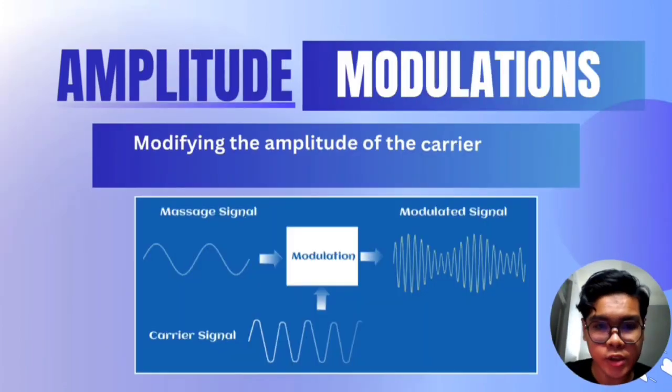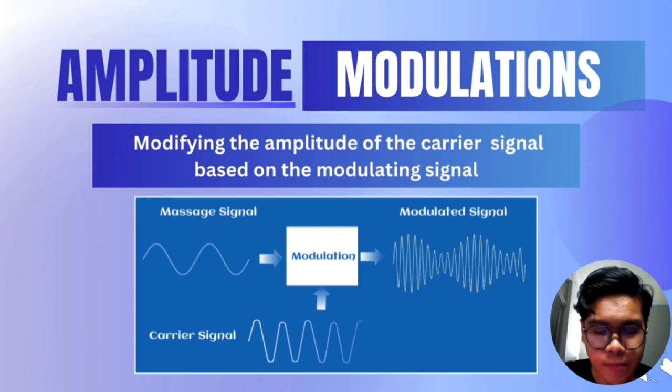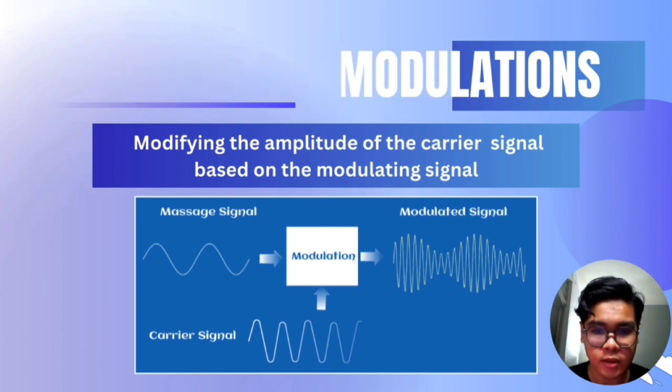For amplitude modulation, the amplitude of the carrier signal is modified based on the modulating signal. Take a look at the diagram here. We have the message signal, also known as the modulating signal. It can be an audio signal or video signal. We also have the carrier signal, in which the frequency of the carrier signal should be greater than the frequency of the modulating signal. The message signal and carrier signal will pass through a modulator, and the output will be a modulated signal.